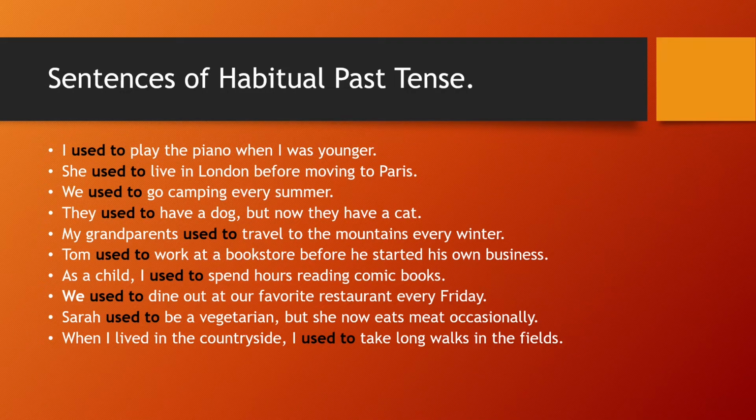Now on the screen, you can see some sentences in which we have used habitual past tense. I will explain a couple of sentences to you, then you can read the rest of the sentences as well. They are mostly similar sentences and they have a similar sense. You just need to grasp the concept behind what habitual past tense is, and then you can easily start using it. So the first sentence is, "I used to play the piano when I was younger."